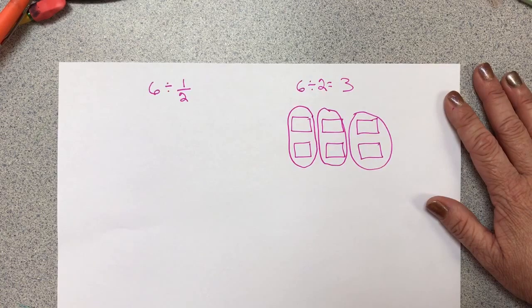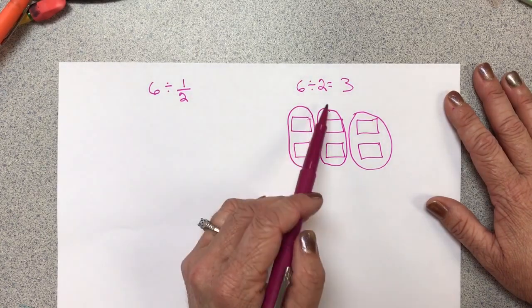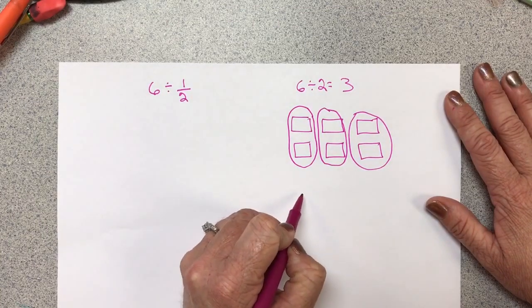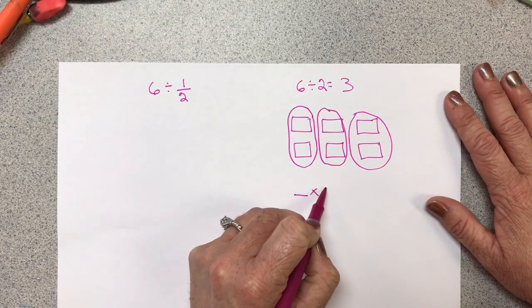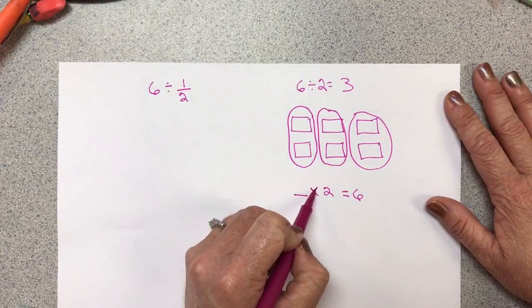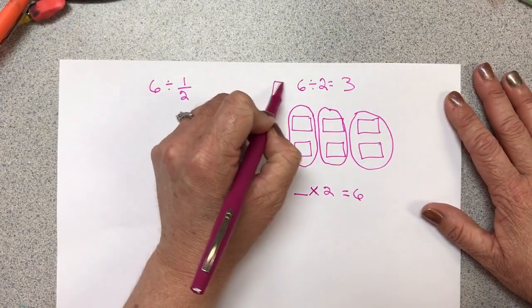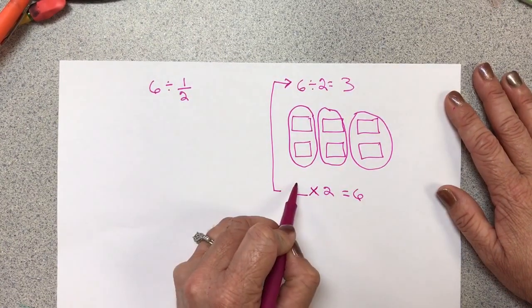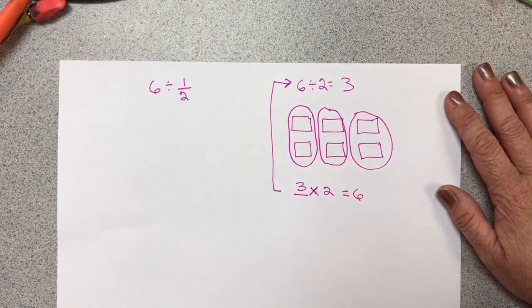And remember, we can also write division problems as a missing factor problem. So we could think about 6 divided by 2 as what times 2 equals 6? What times 2 equals 6, right? That is the same thing as 6 divided by 2 is 3. And we all know that that would be 3.